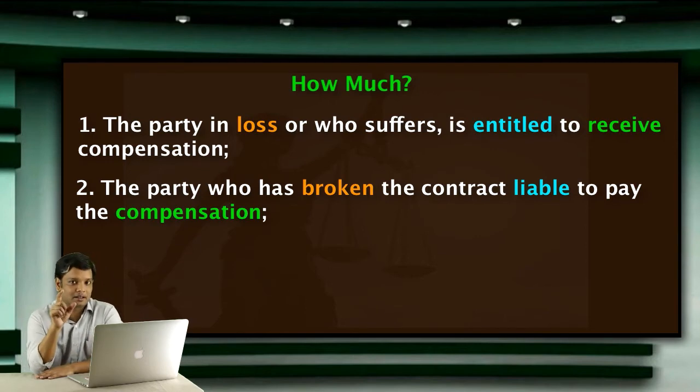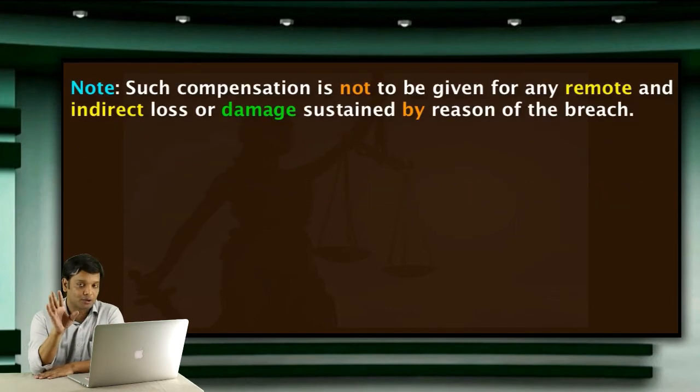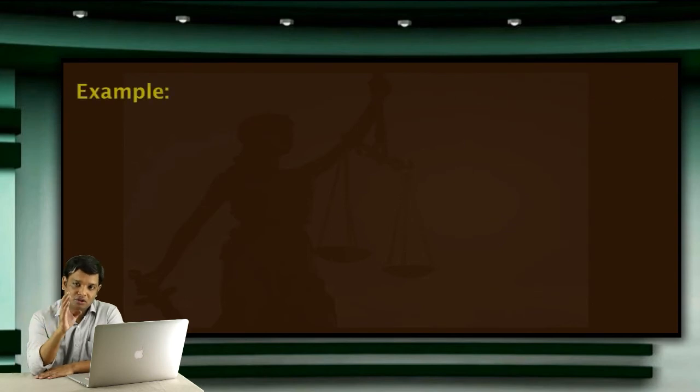As I have explained while defining the provision, that is how much is paid. Now note, such compensation is not to be given for any remote and indirect loss or damage sustained by reason of the breach. So another point you need to focus on here is remote and indirect loss. It's not speculating or making an assumption that if you would have completed your part, then I would have got something more, some project. I didn't get that, so you have to pay for that project also. It's not like that. And the example given here will simplify it.